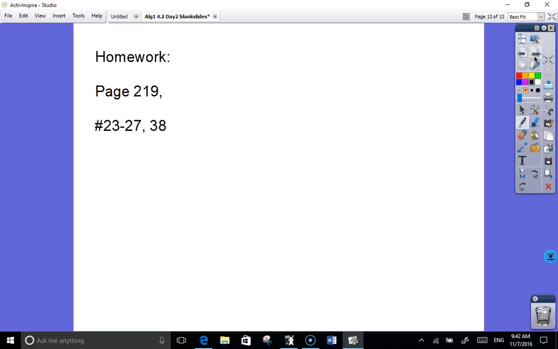So write down the homework. Solving equations for y.